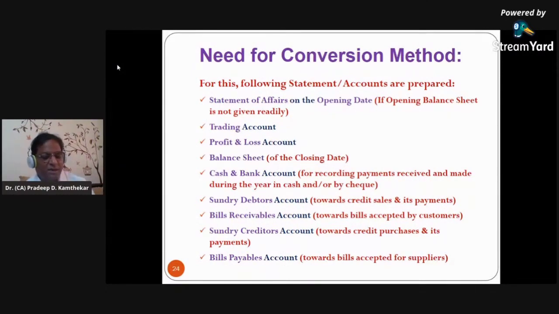It is not one customer, it is a list of accounts of all the customers, one account, and how the payments are made to these suppliers against these credit purchases during the year.